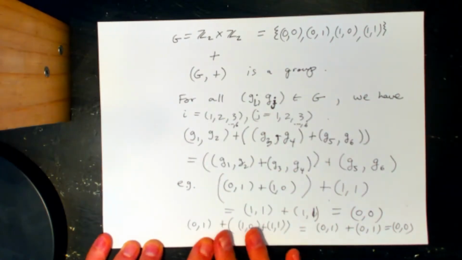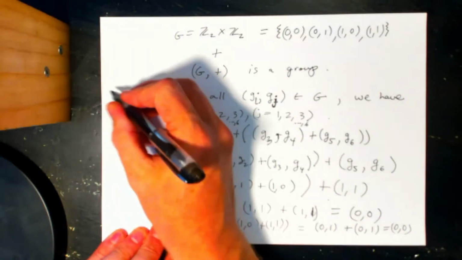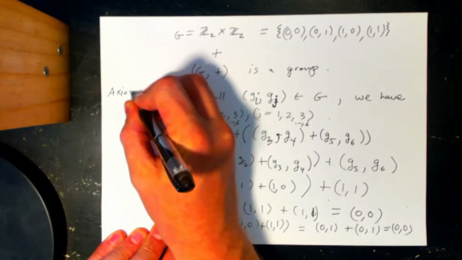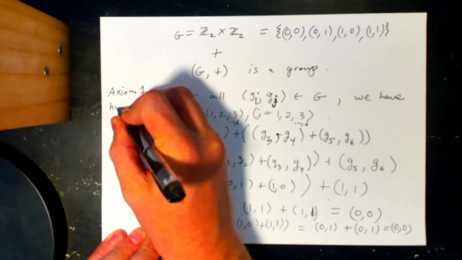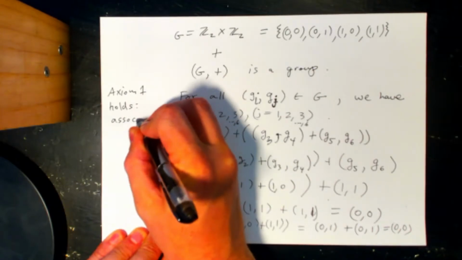So we see in this example we have associativity, but we do in general for this set, which is fairly easy to demonstrate, since it inherits that property from the addition of integers. So we have associativity. So axiom 1 holds, which is associativity.